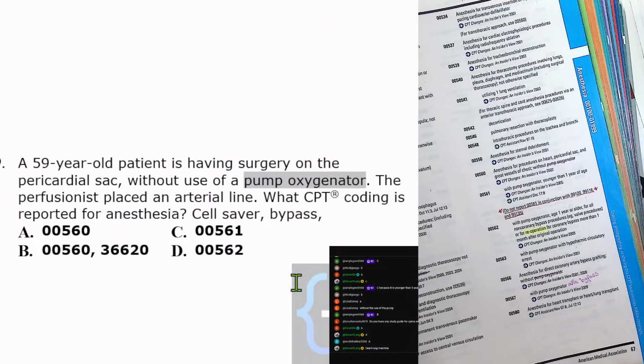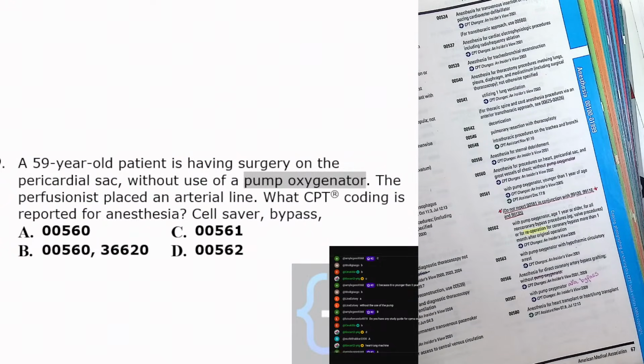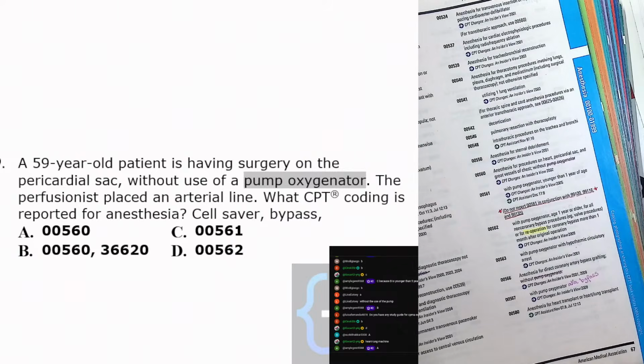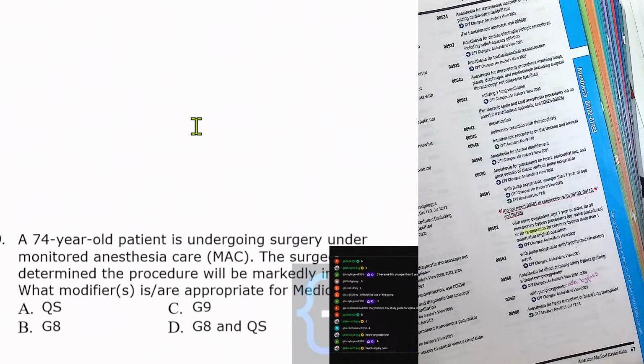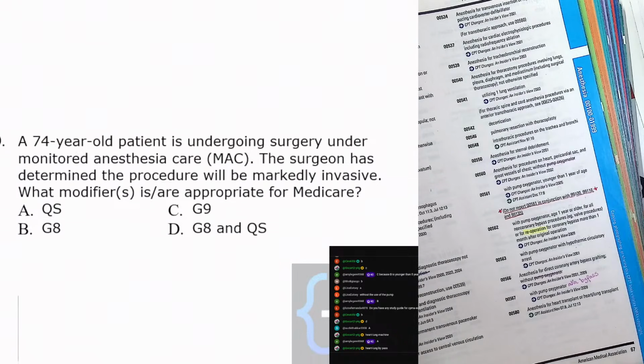For this one, what did you guys get for 49? Yep. Long heart machine. Yep, that's another one. Very good. Go-kart. I've got some A's, D's, and B's. This one is A. All right. We got time for one more. Ooh, it's a good one too.